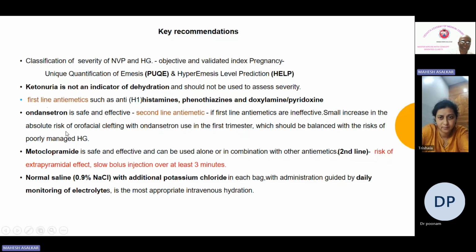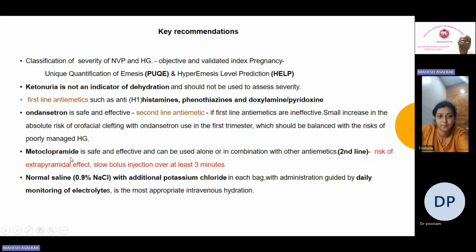There is a small increase in the absolute risk of orofacial clefting. So they can ask you about the side effect of ondansetron. It can be orofacial clefting with ondansetron use. So we have to balance the risk with poorly managed hyperemesis. That is why they are putting this as a second line.